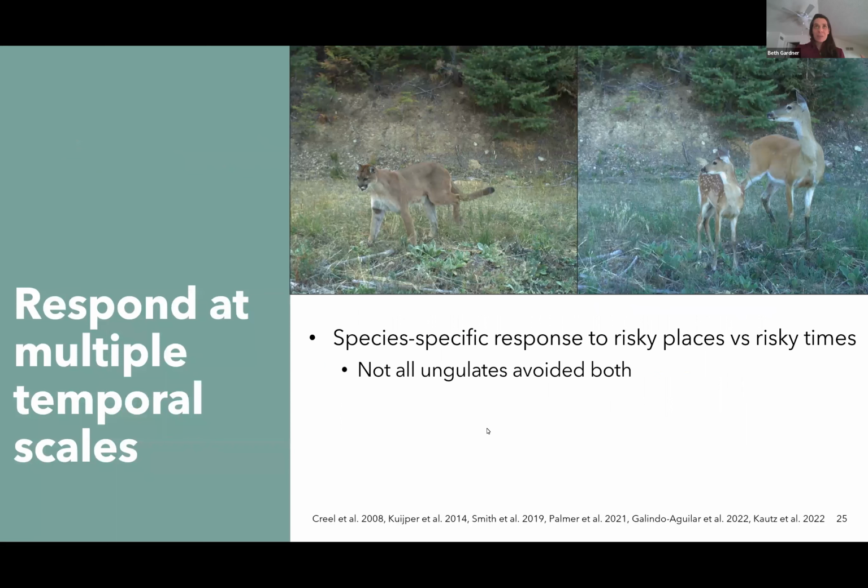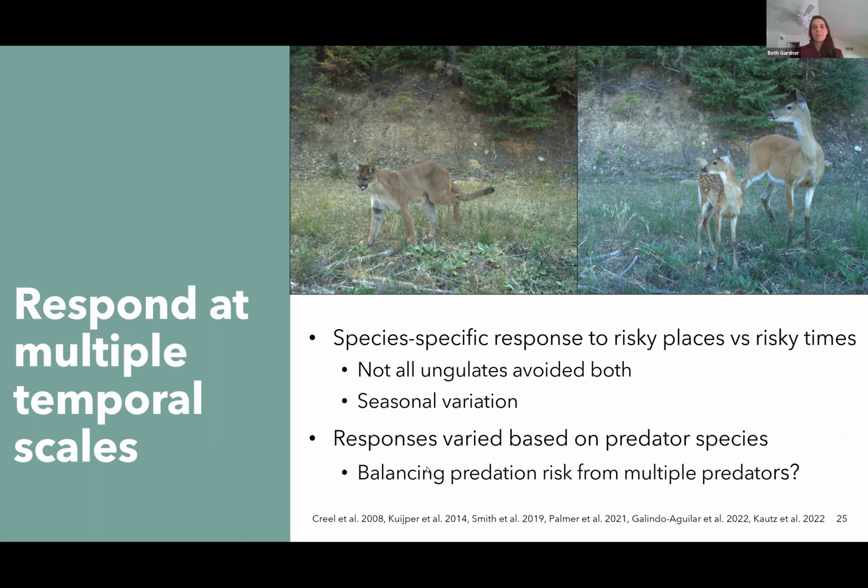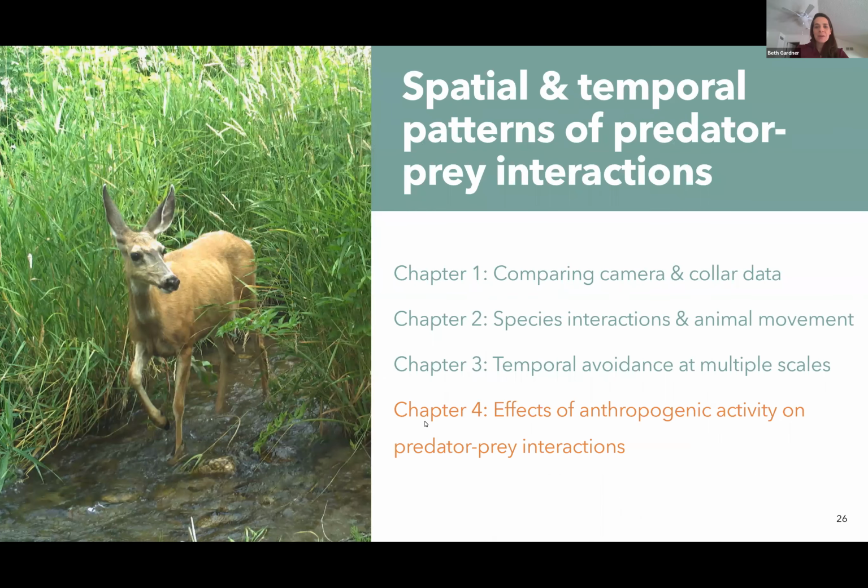So basically, we found species-specific responses to both risky places, where they're showing up in higher risk places and shifting their daily activity, and the risky times, that latency. And it may be that not all ungulates did both avoid risky places or risky times. And we also found a lot of seasonal variation. So essentially, it seems that the responses also varied by the predators. So there's probably some balancing here, risky place versus risky times, and coming up with a strategy which basically balances having a bunch of different predators and mesopredators in the system. And I'm pretty much over time, so I'm just going to jump to the bottom.